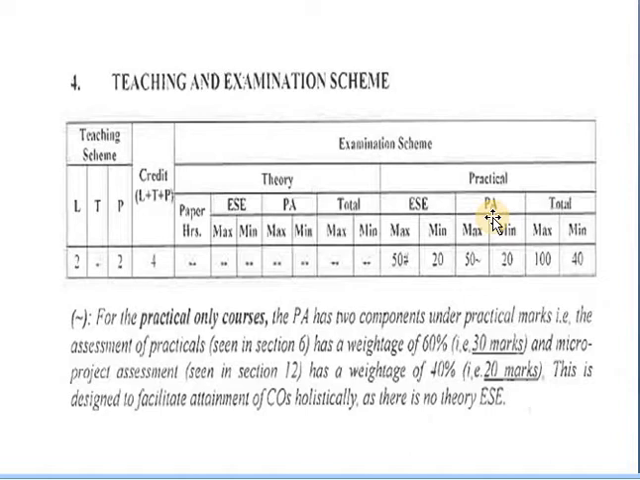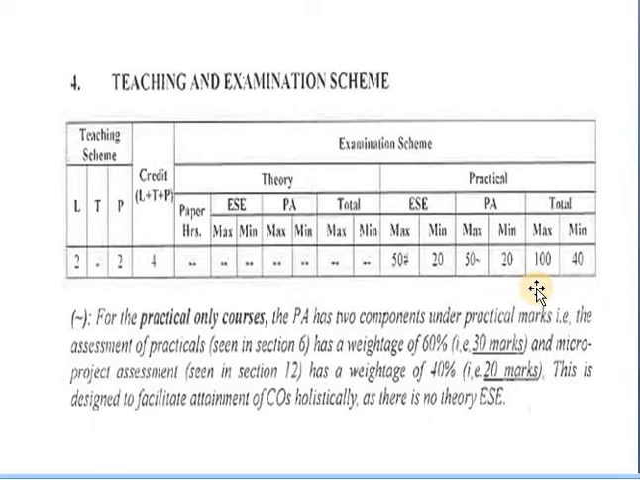And PA means progressive assessment, which is again divided into 2 parts, with a weightage of 60 and 40. This 60, that is the 30 marks, is for the practical assessment through manual checking, and this 20 marks, which is the weightage of 40%, is for the micro project assessment. So the total marks of this subject is 100 marks and it is a practical oriented subject.